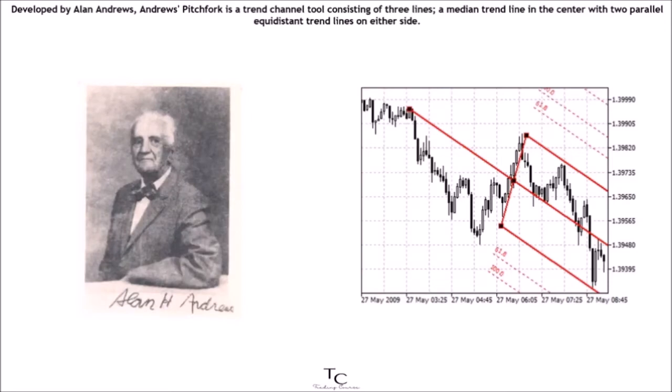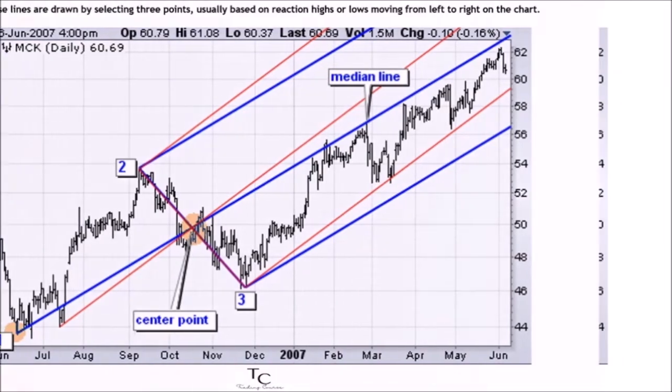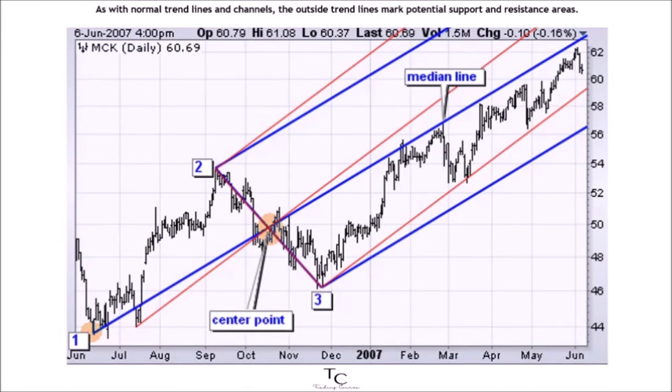Developed by Alan Andrews, Andrews Pitchfork is a trend channel tool consisting of 3 lines. A median trend line in the center with 2 parallel equidistant trend lines on either side. These lines are drawn by selecting 3 points, usually based on reaction highs or lows moving from left to right on the chart. As with normal trend lines and channels, the outside trend lines mark potential support and resistance areas.